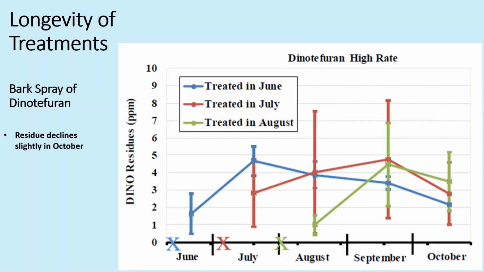I did a little bit more of a robust study the following year where we treated three different times during the year, either early June, early July, or early August, and then we tracked those sets of trees. We had 10 trees in each group, and looked at how much chemical was present over time. And what we saw is a little bit of a decline by October in residue values, but even for early June applications, there was still significant amounts of insecticide left. So that was a good sign.